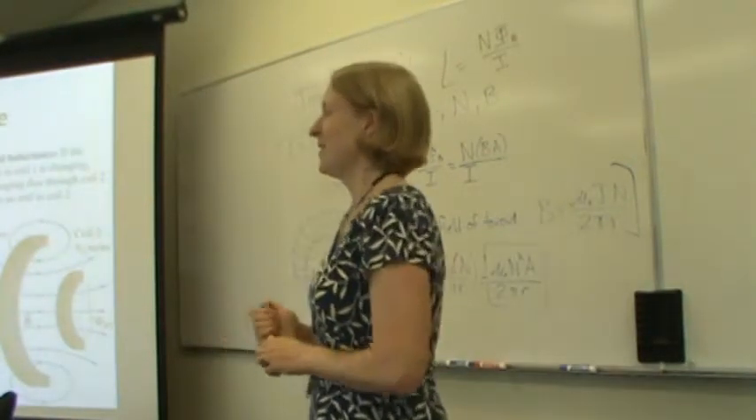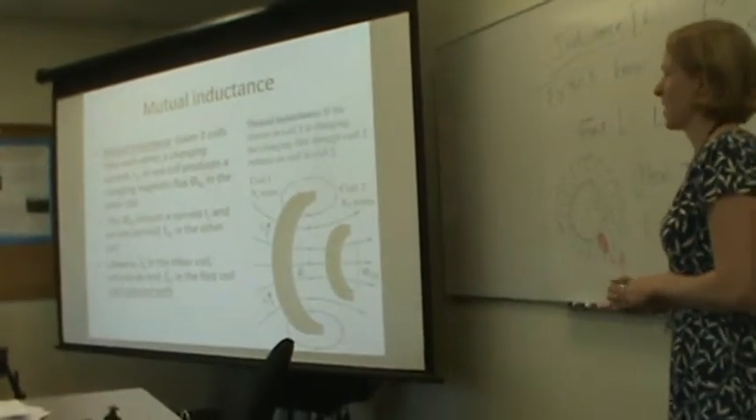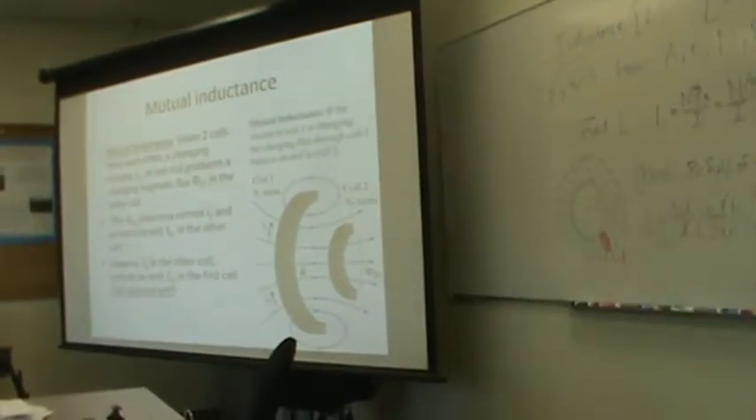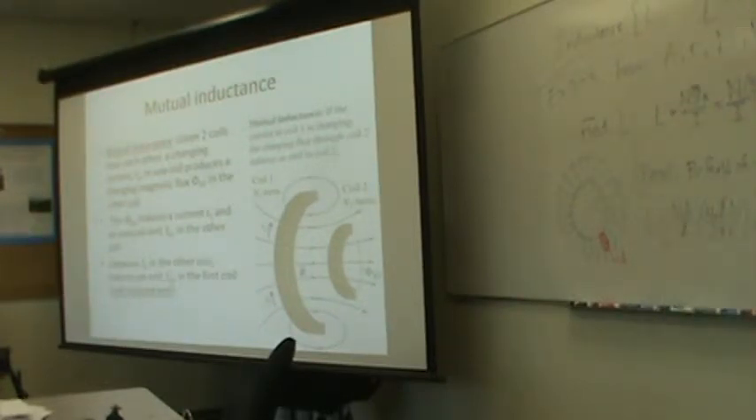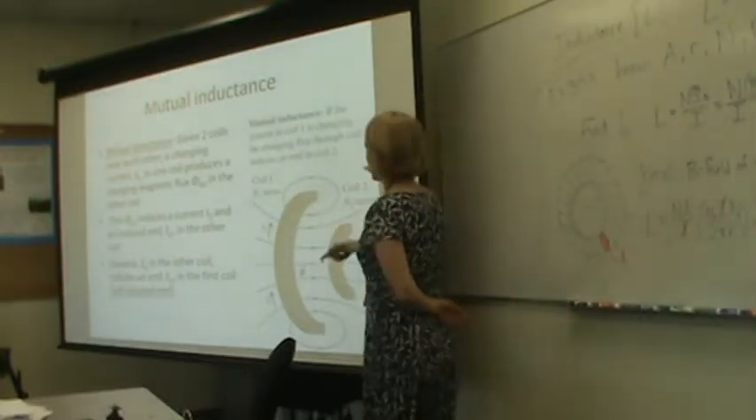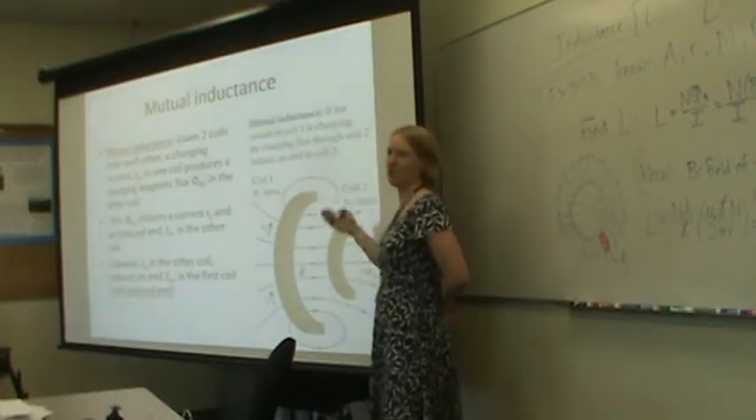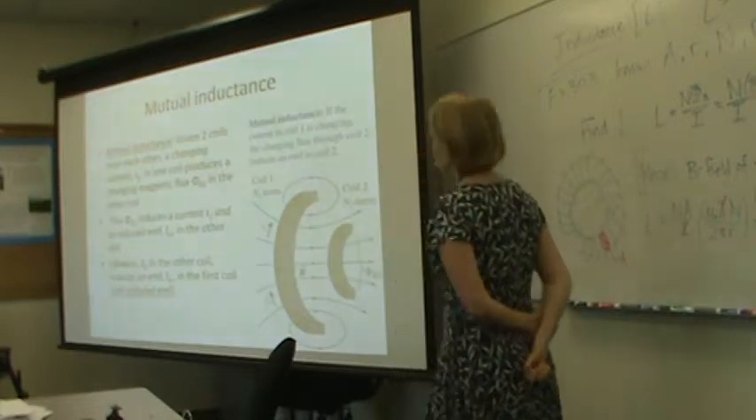So I'm going to develop some concepts on the next few slides, so bear with me. This is kind of a weird idea. Mutual inductance. If you've got two coils, this picture shows two coils cut in half, so we're seeing the cross section, but you have to imagine they're full coils, and they're near each other.